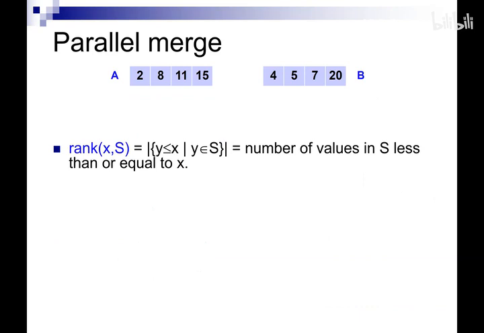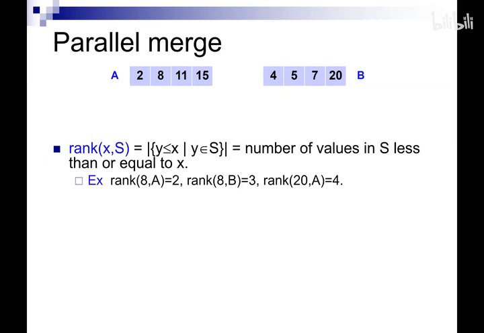So let's talk about how to merge two lists of sorted numbers into a big sorted list. Suppose you have these two lists, so they're already sorted. Now we're going to define this thing called rank. This is for a value in a set. The rank of a value x in a set S is that we go look in the set and see how many values are less than or equal to x. It is equal to the number of values in S less than or equal to x.